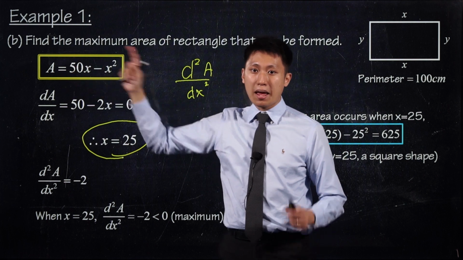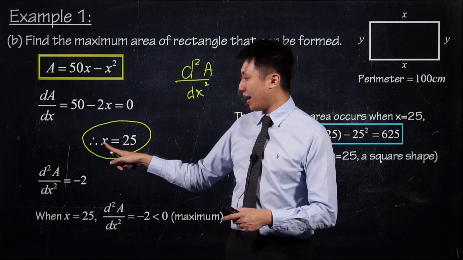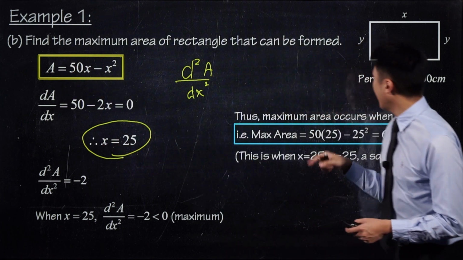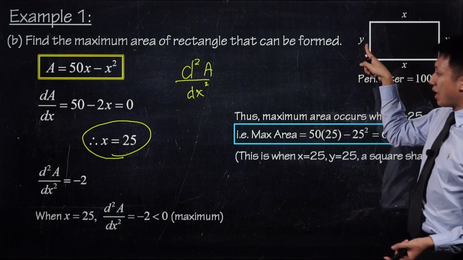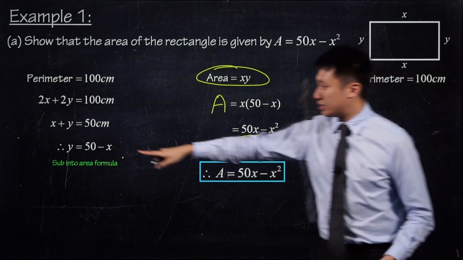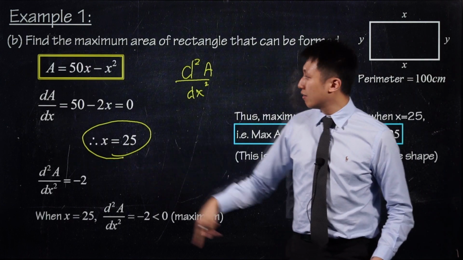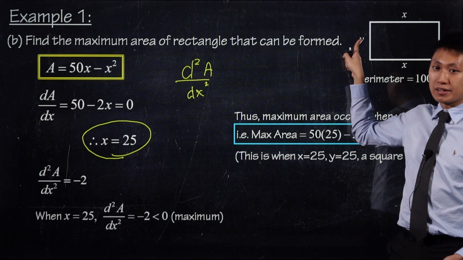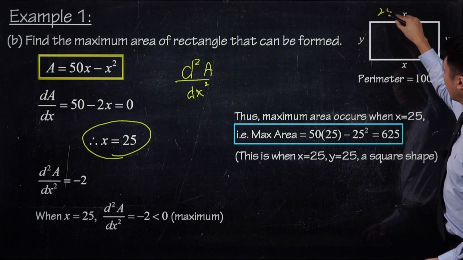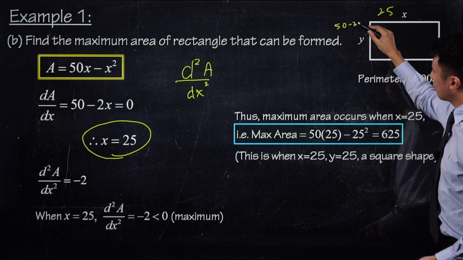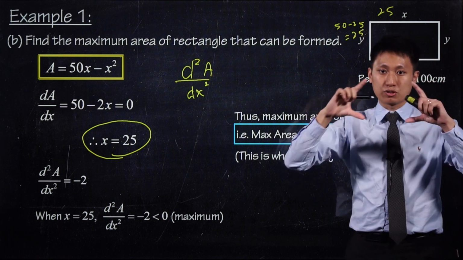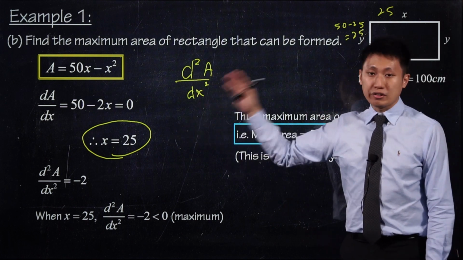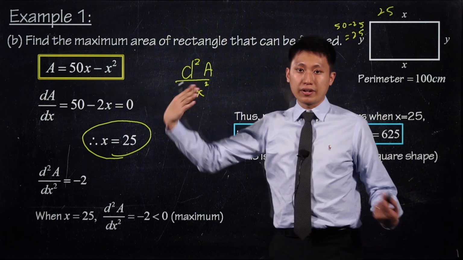The area happens to be the biggest when x is 25, meaning when this side is 25. What is y? y is given in the previous slide, which is 50 minus x. So 50 minus 25 is still 25. So eventually this becomes a square. Then you substitute 25 into here, and you get the area.